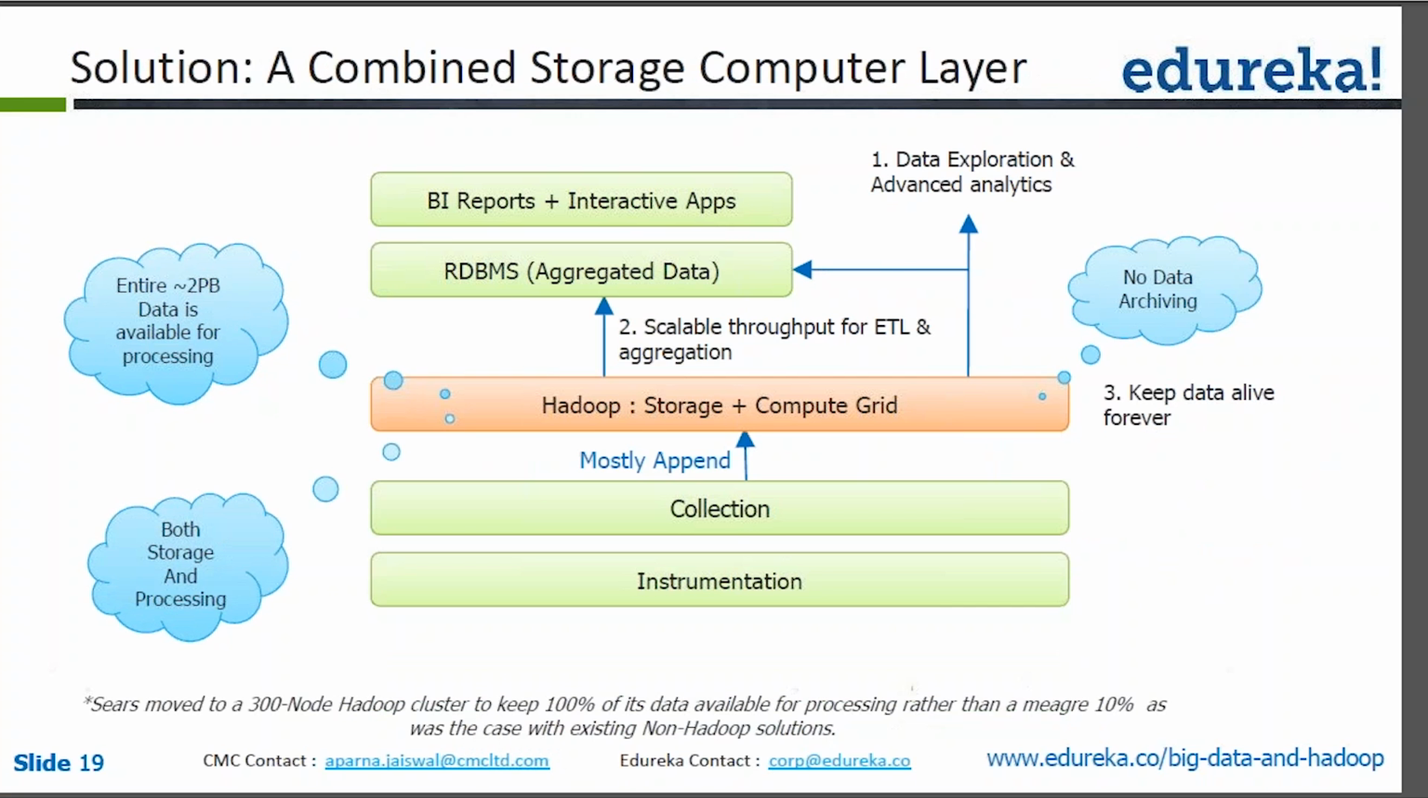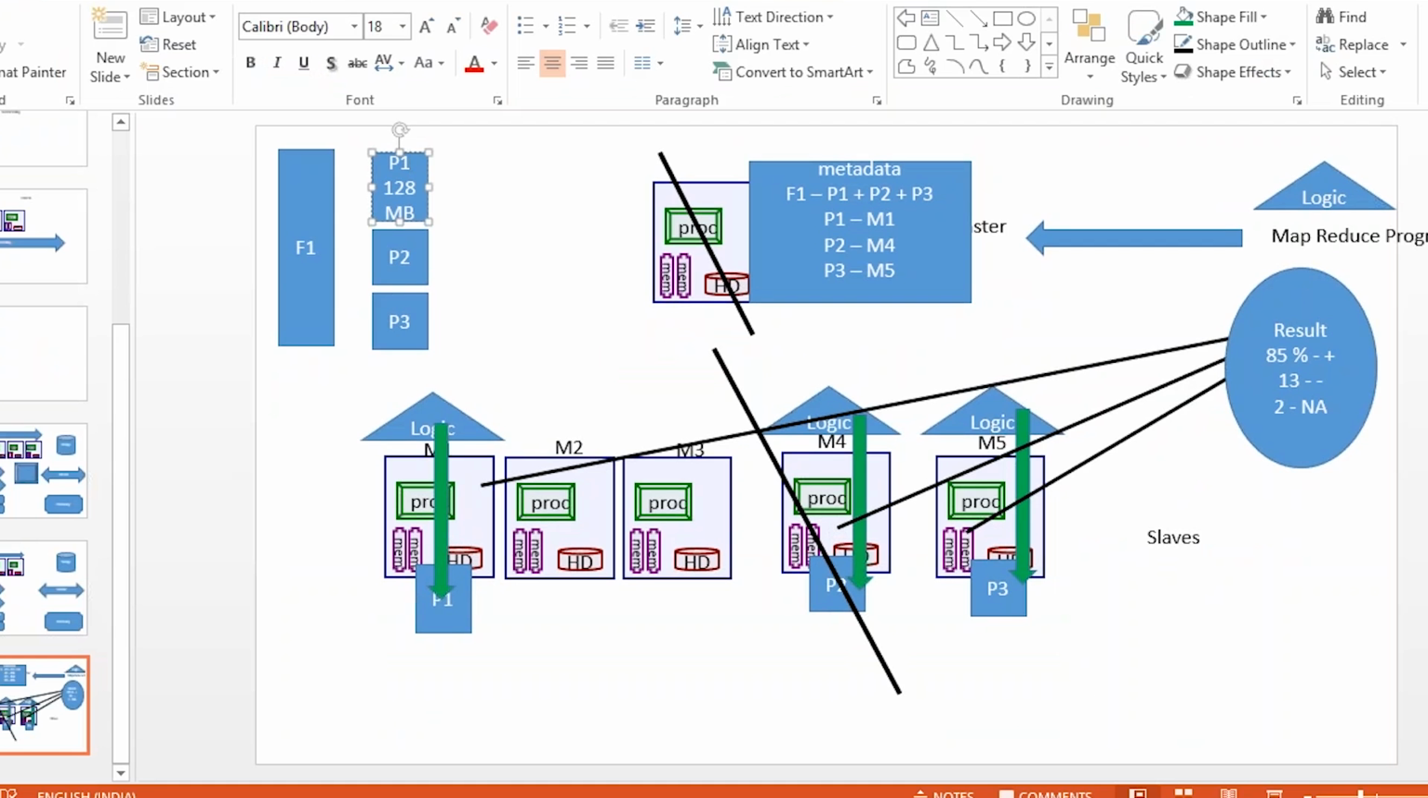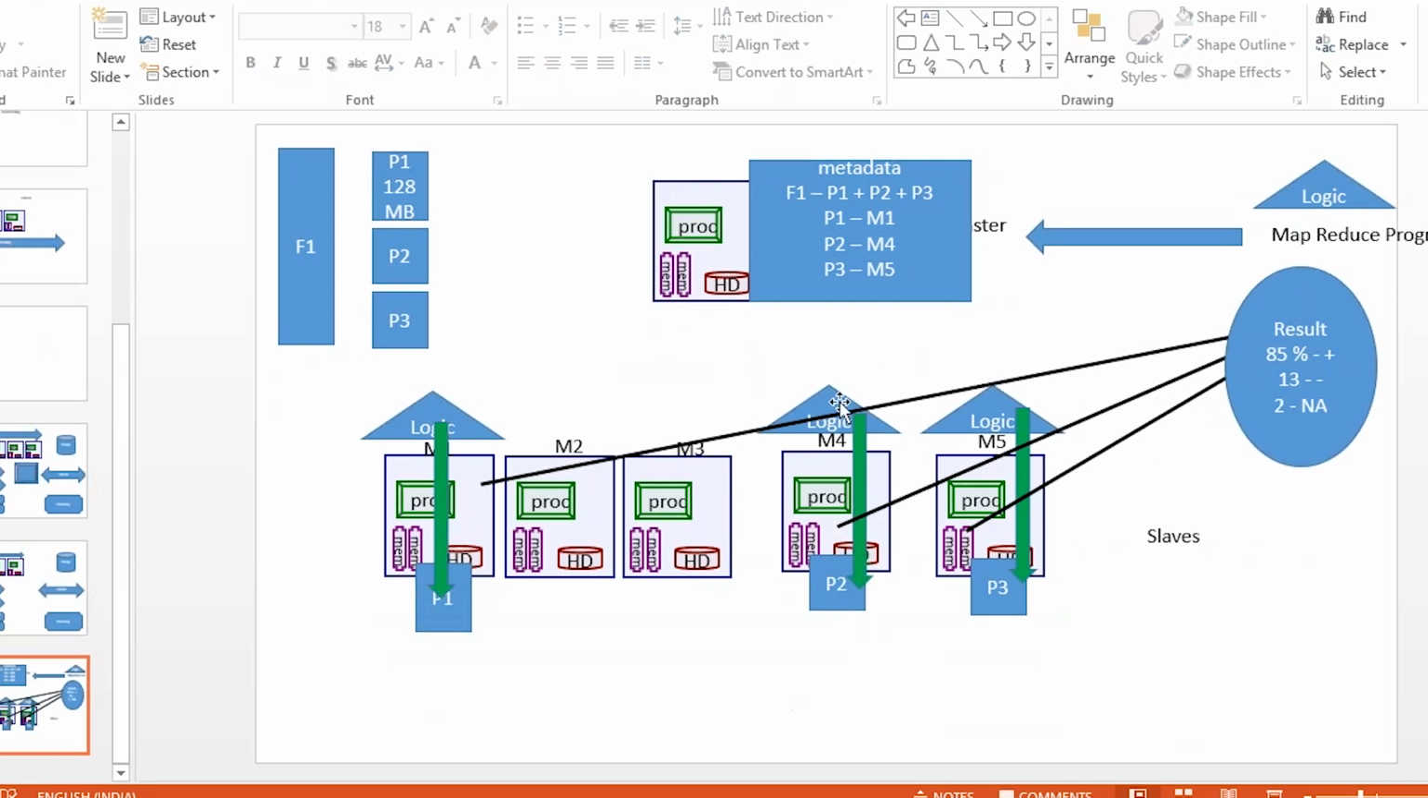It's going to solve the problem by doing the compute near to the data. The compute is going to happen near to the data. So for example, data is lying over here, the parts, right? File 1 parts P1, P2, P3 are residing in these machines, machine 1, machine 4 and machine 5. And I'm sending the program near to the data. I'm not moving the data.